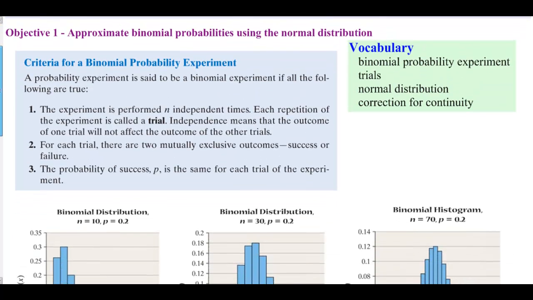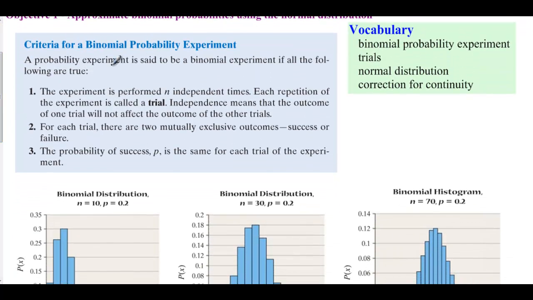Okay. So as a reminder, the criteria for a binomial probability experiment: this experiment is performed independent times. So we have a fixed number of times that the experiment's done, a fixed number of trials. For each trial, you're going to have 2 mutually exclusive outcomes. It's either going to be a success or a failure. The probability of success is the same for each trial, and they're independent. So the outcome of one trial does not impact the outcome of another trial.